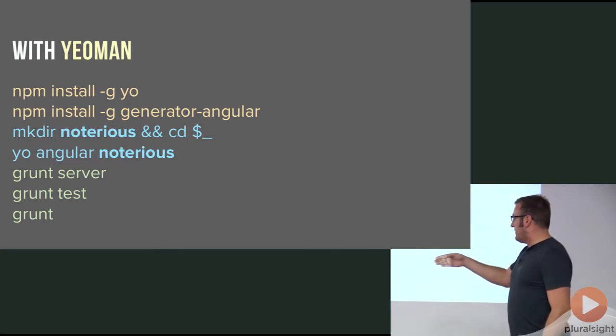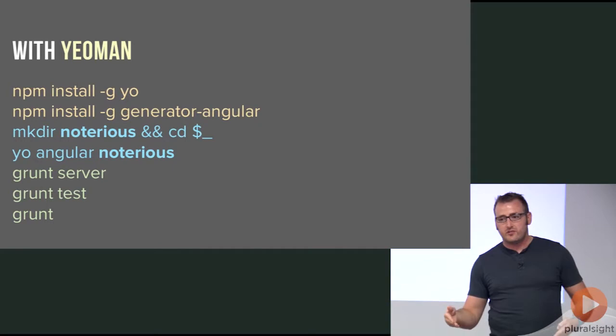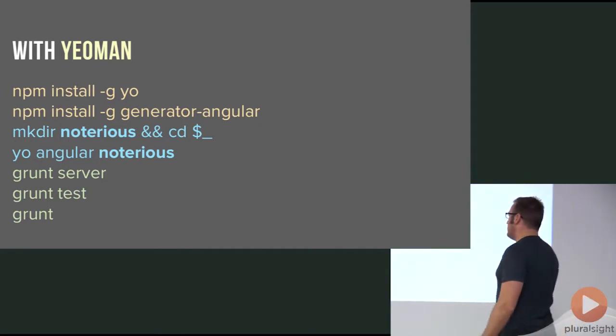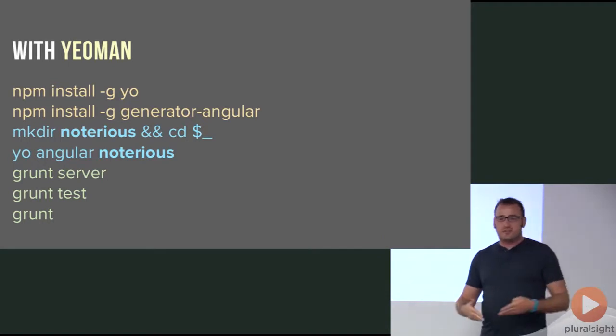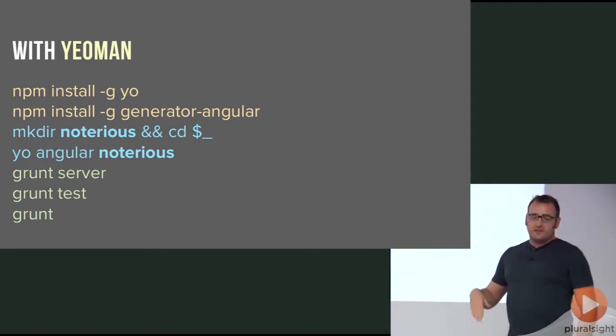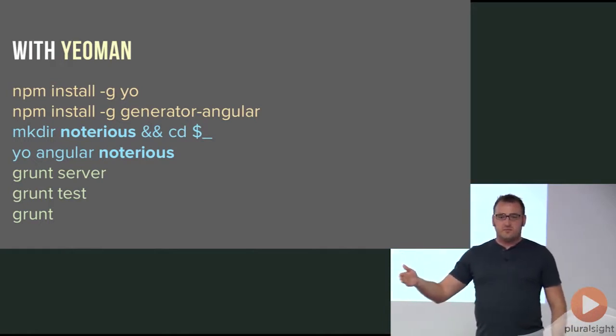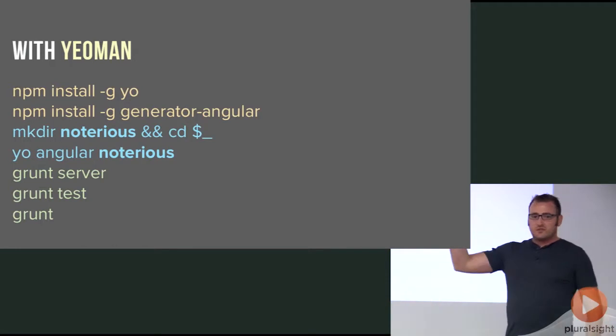From here, wherever you are, you'll make a directory for your application and step into it. So technically, line 3, that's not even an Angular, I mean, that's not even a Yeoman command. That's just a housekeeping command. Then yo angular, your app name. In this case, it would be Notorious. And it scaffolds your app up.